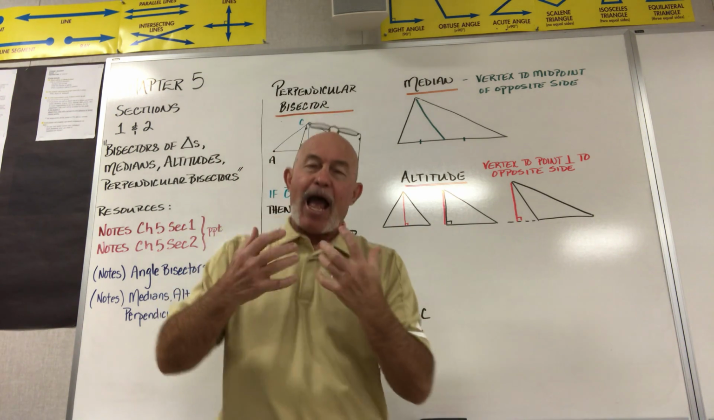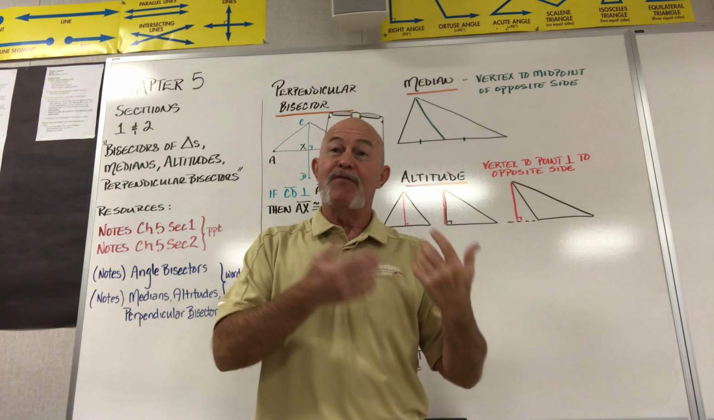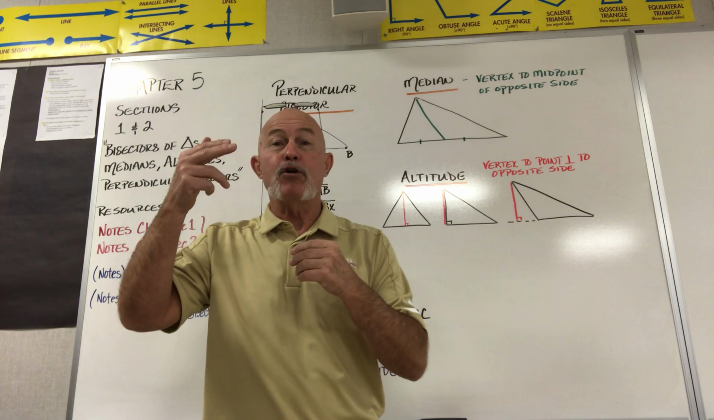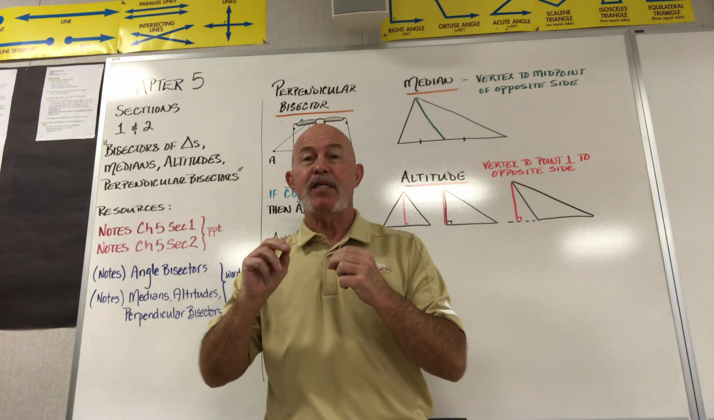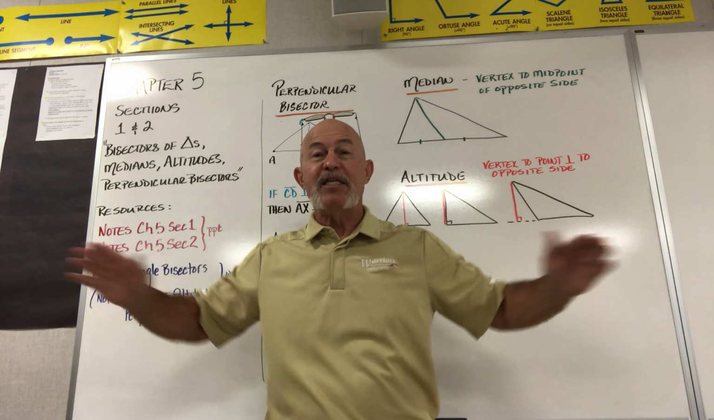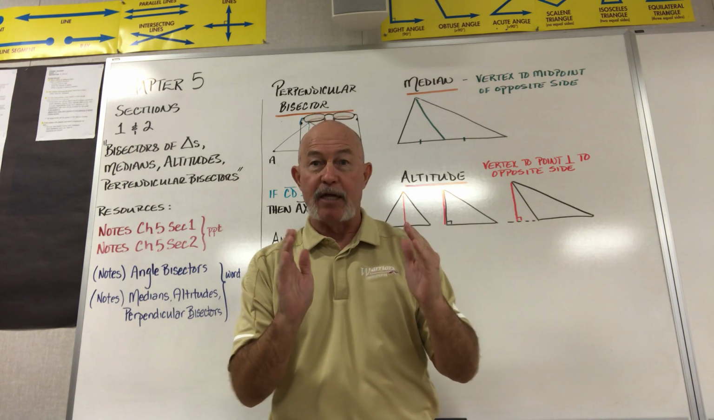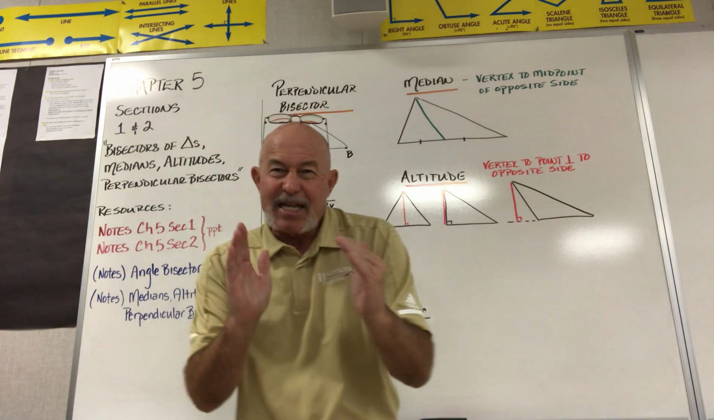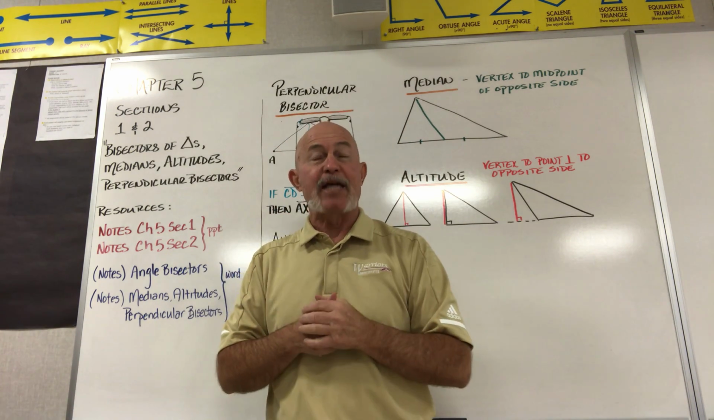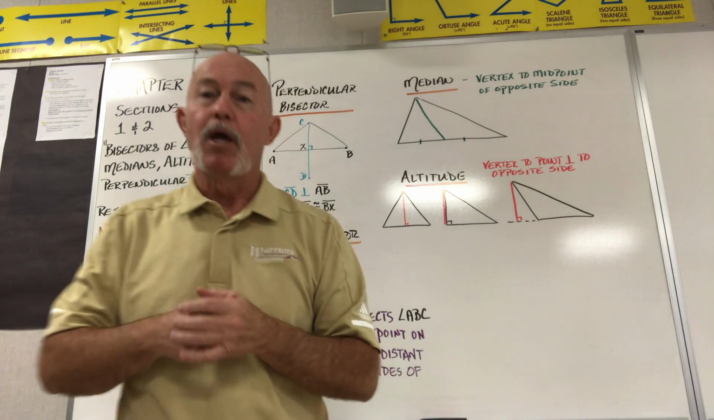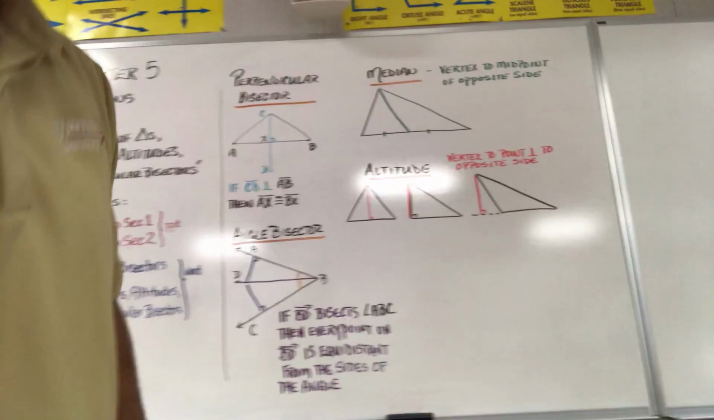Because the absolute definition of an altitude is a segment that goes from the vertex to a point perpendicular to the line that contains the opposite side. So if I look at this entire line that has that side in it, that's what it has to be perpendicular to. So that's the definition in truest form of an altitude.